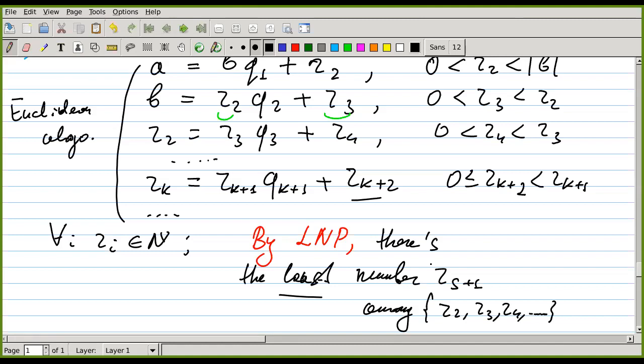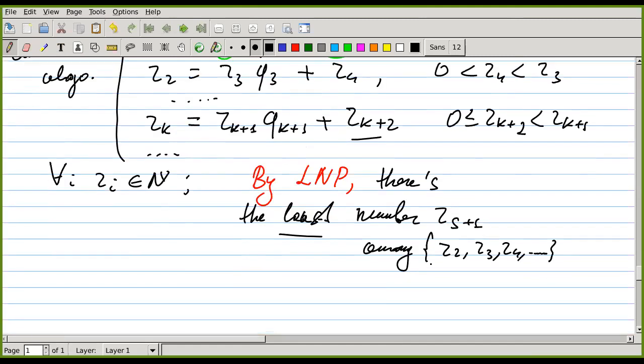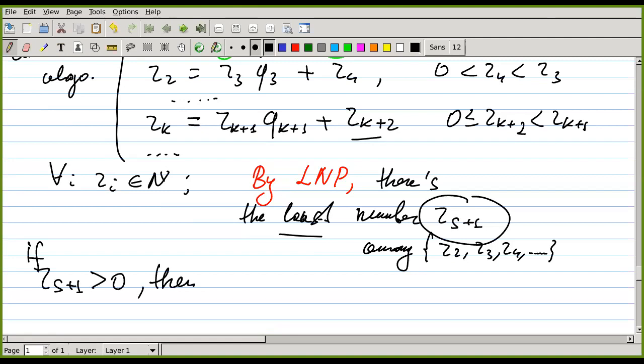Yes. All these remainders are natural. In every non-empty set of natural numbers, we have the least one. So there is the least possible remainder. I want to prove that r_{s+1} is 0. Assume it is not. If r_{s+1} is greater than 0, then we can divide one more time.